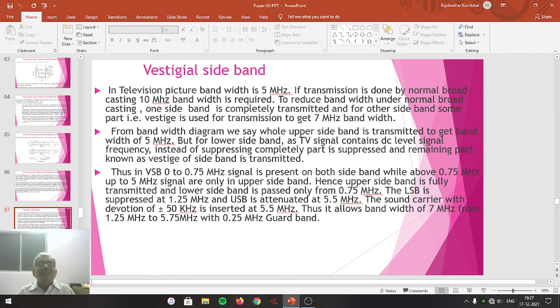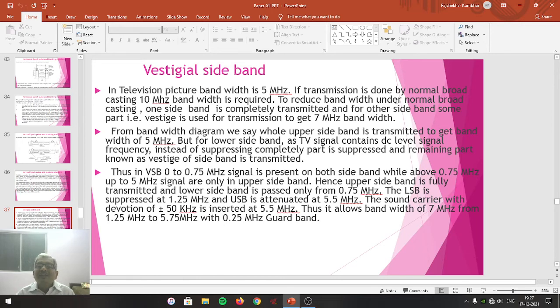So friends, in television picture communication, picture bandwidth is 5 MHz. At 5.5 MHz, the sound carrier is introduced. If transmission is done by normal broadcasting, 10 MHz bandwidth is required, meaning with a double sideband, because the picture signal is amplitude modulated. Hence, it has an upper sideband as well as a lower sideband. Each sideband has a width of 5 MHz. If we consider full double sidebands, then the bandwidth becomes 10 MHz.